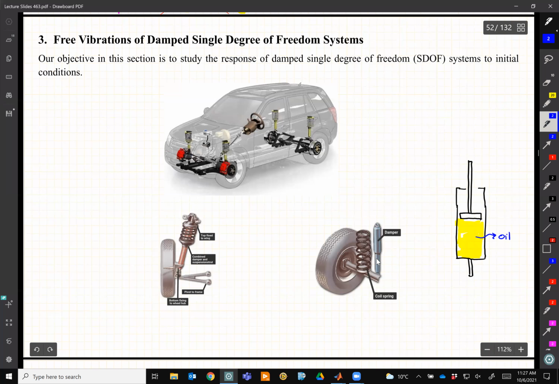Now, if I want to push it down, obviously I cannot, because I cannot compress oil. So what we do is we make some holes here on this piston. If I draw a better picture, the top view, this piston is going to have some little holes in it.